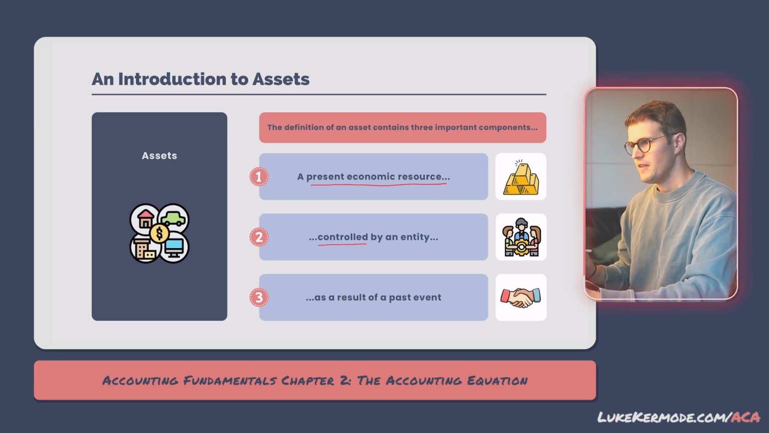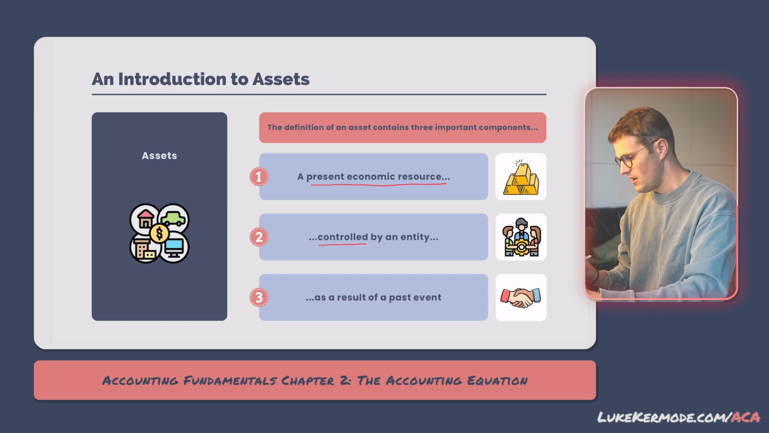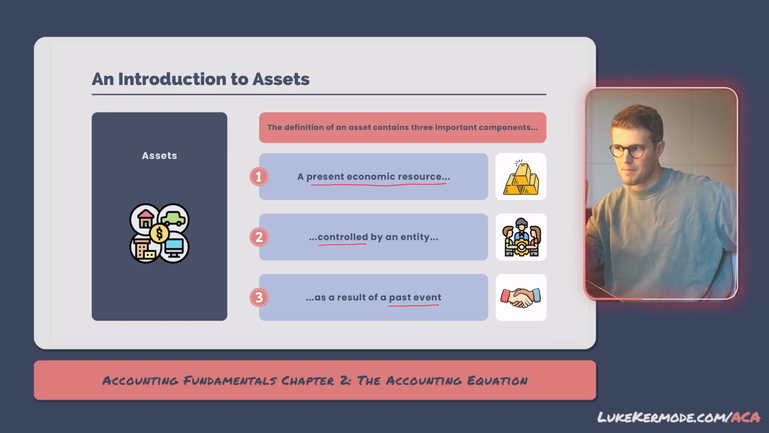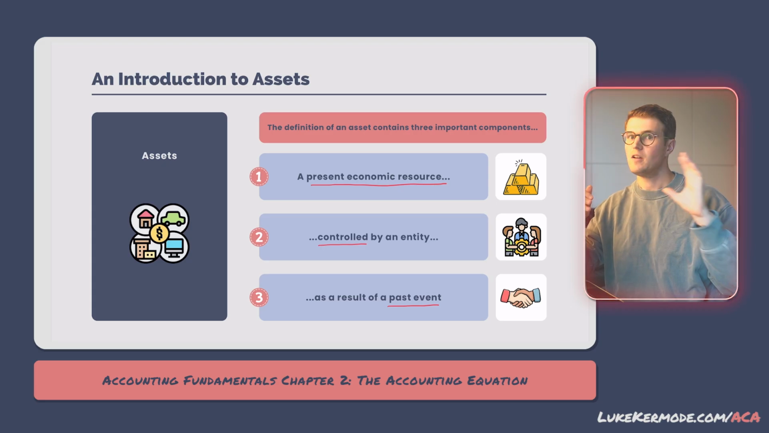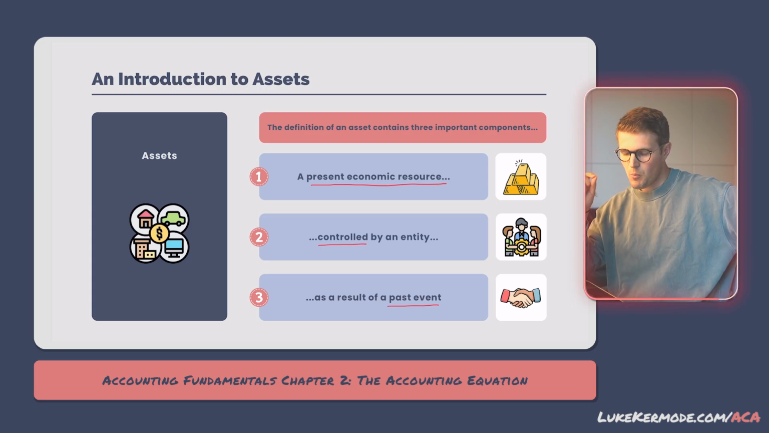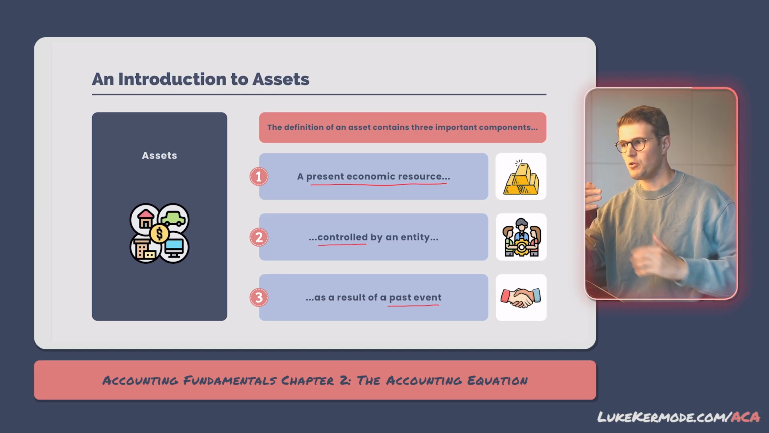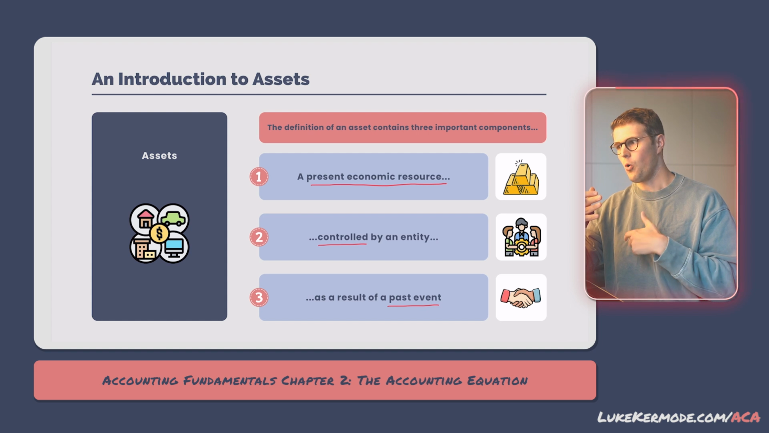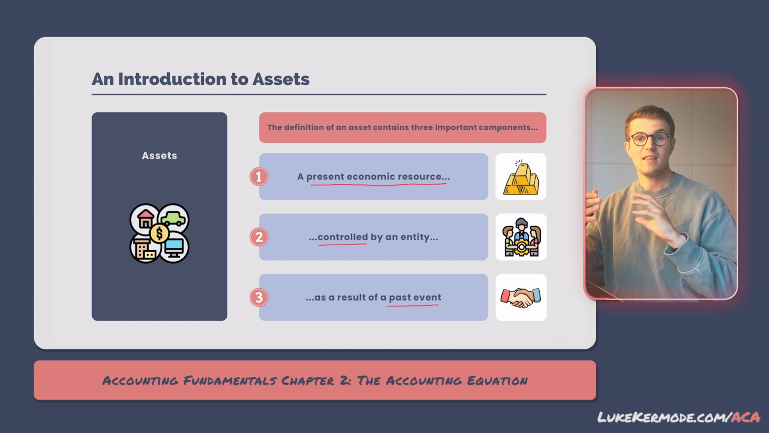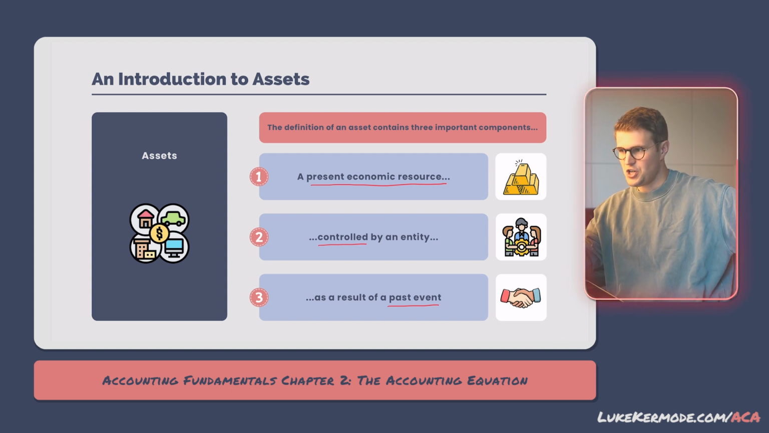And third, this control must arise as a result of a past event. So perhaps the business purchased the asset or received it through some other sort of transaction. So when we talk about assets in accounting, we're not just talking about things, we're talking about resources such as cash, machinery, or inventory that meet these three important conditions.